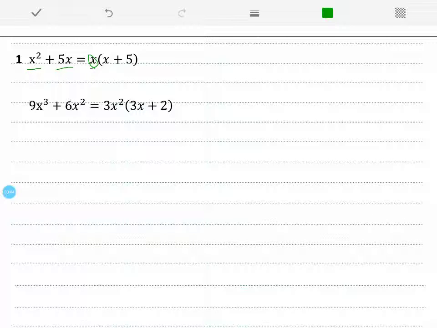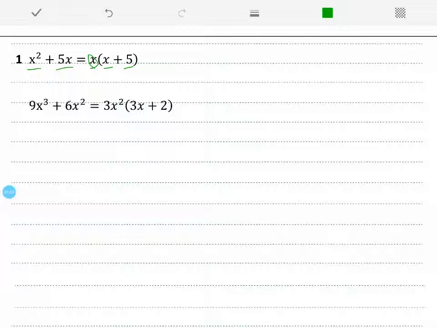So x times what can give back x squared? Obviously x times x would be x squared, so write another x here. And x times what will be 5x? It's 5 here. So basically, inside the bracket, you write the quotient of each term divided by the common factor.